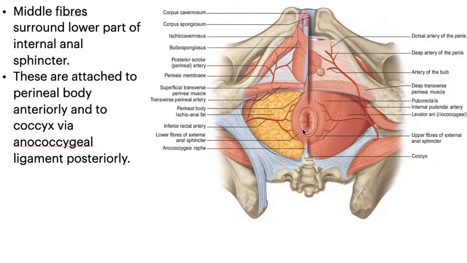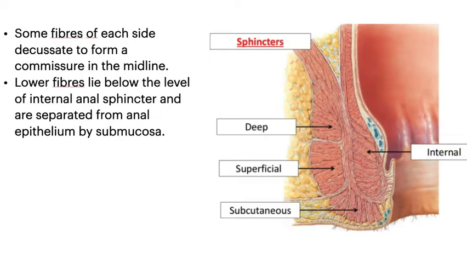The middle fibers surround the lower part of the internal anal sphincter, attached to the perineal body, you can see over here anteriorly, and to the coccyx via the anococcygeal ligament. Now, some fibers also decussate to form a commissure in the midline. The lower fibers lie below the level of the internal anal sphincter and are separated from the anal epithelium by submucosa.